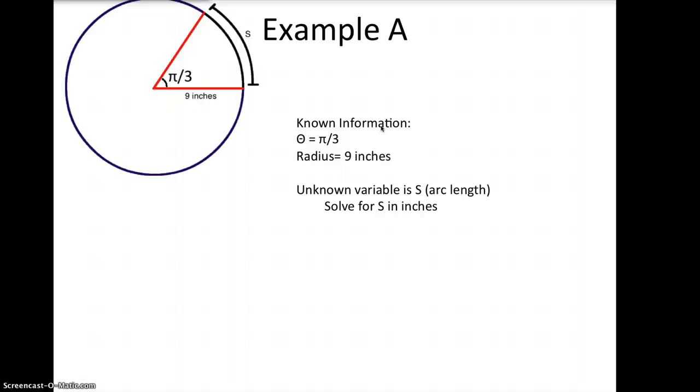Example A: the known information is theta, which is in radians, so you're given pi over 3, and the radius is 9 inches. You're solving for s, the arc length, and we're going to solve for s in inches because it gave us the radius in inches, and we're going to use that as a common unit. There's a picture of it. You could see how it's set up, and it's probably around 60 degrees. If I didn't know radians, I would say it was about 60 degrees, but I do know radians, so it is 60 degrees.